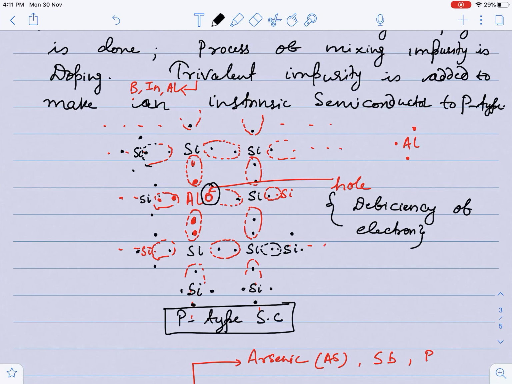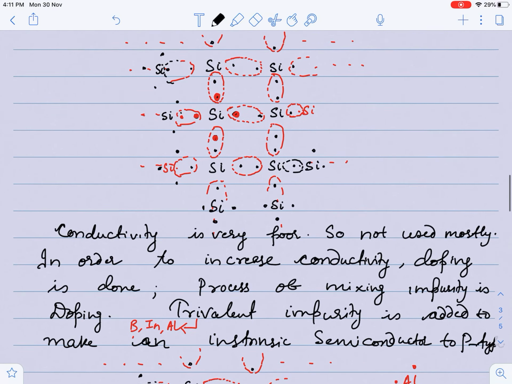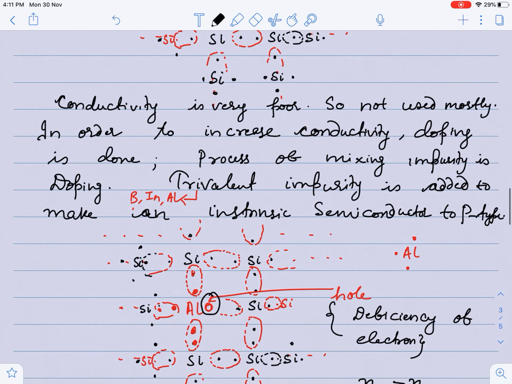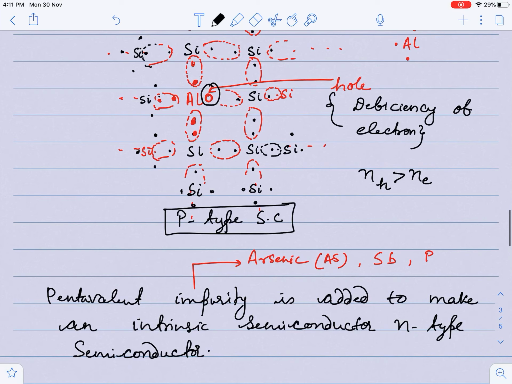And in P-type semiconductor, I can say that the concentration of holes is greater than the concentration of electrons. That is, the number of holes is greater than the number of electrons. As we have seen, in intrinsic the number of electrons and holes is equal, Ni, and here the number of electrons is less and the number of holes is more. So the number of holes is more in trivalent impurities.